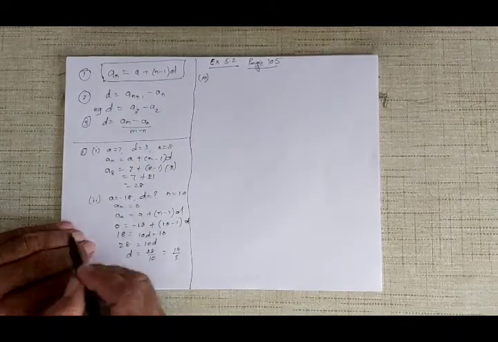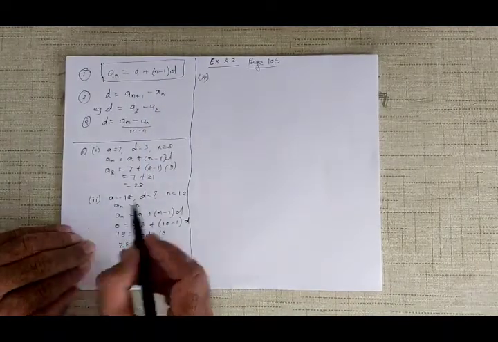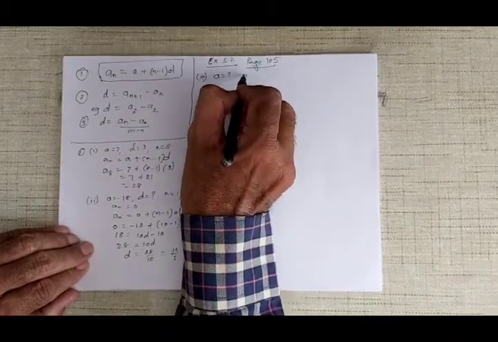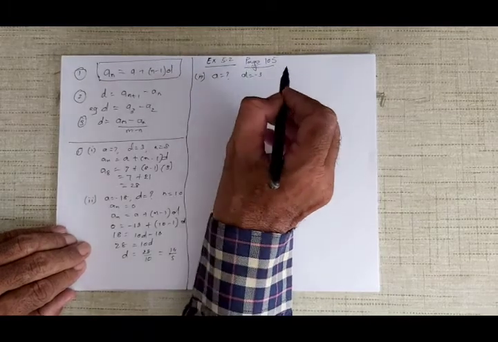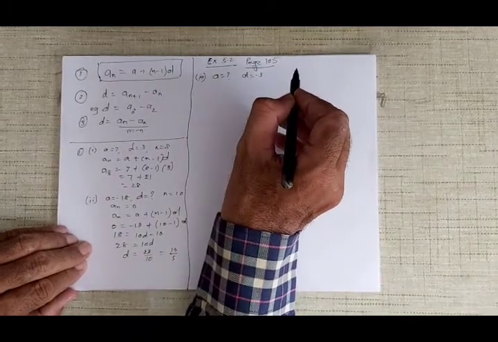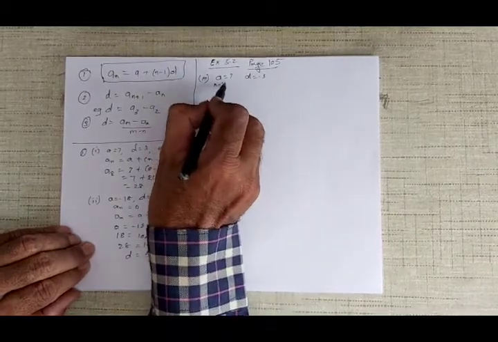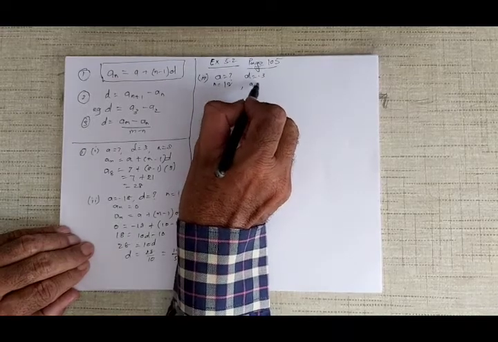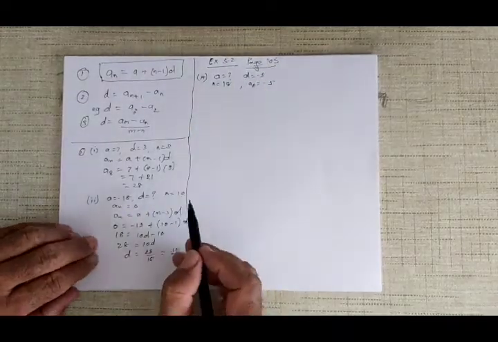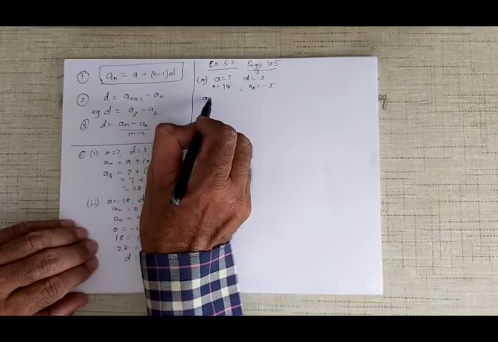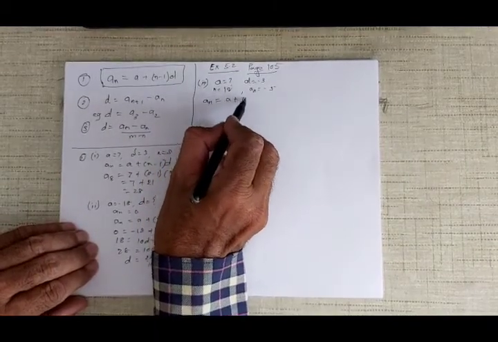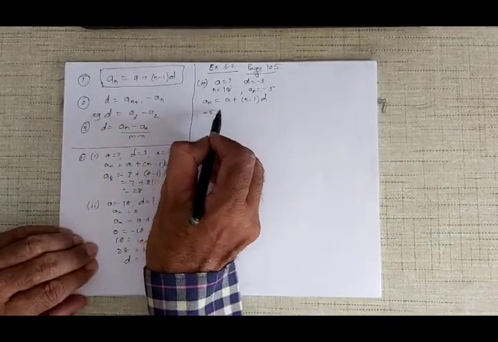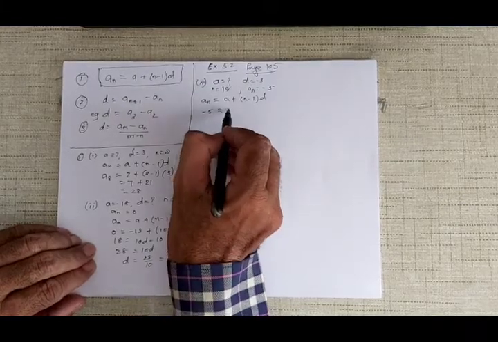Now here we are given that a we don't know, a is question mark. Then d is equal to minus 3 and n is equal to 18. a of n is equal to minus 5. Once again we use the same formula, a of n equals a plus n minus 1 into d. a of n is equal to minus 5, and a we want to find.